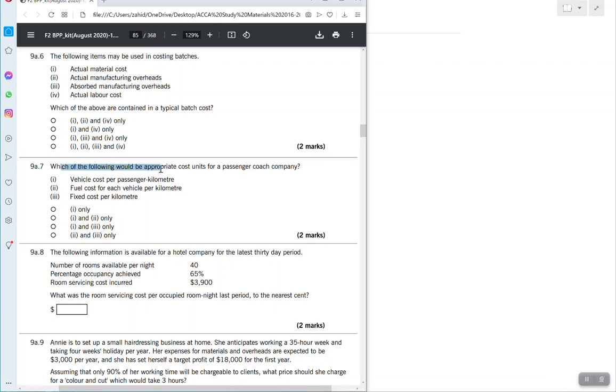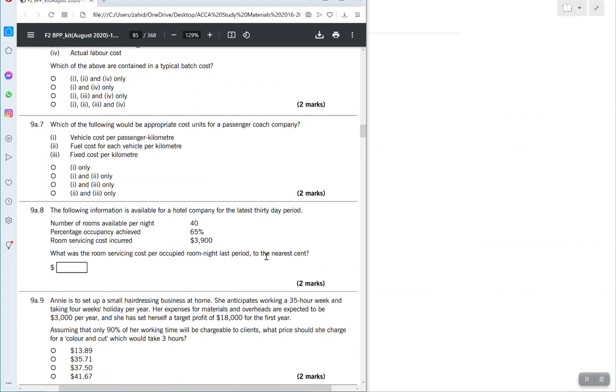Next, which of the following would be an appropriate cost unit for a passenger coach company? Vehicle cost per passenger per kilometer, fuel cost for each vehicle per kilometer, fixed cost per kilometer. The answer is vehicle cost per passenger per kilometer. It simply means the cost of fuel, the cost of repair, and everything combined.